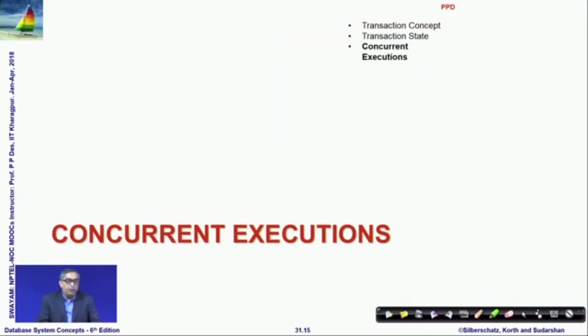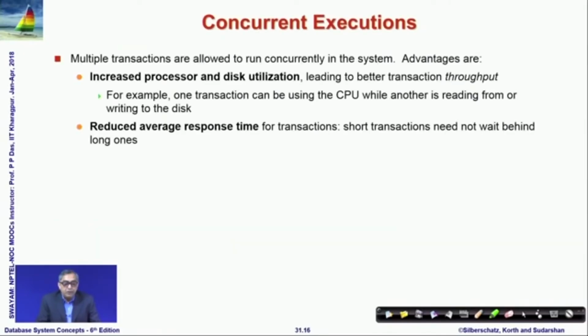Now, let us look into the actual concurrent execution situations. In concurrent execution, we have multiple transactions that run at the same time on the system. The advantage is that it will increase throughput, and it will increase processor and disk utilization. For example, when one transaction is doing some internal computations on the CPU, the disk can still be accessed by another transaction to read or write some values.